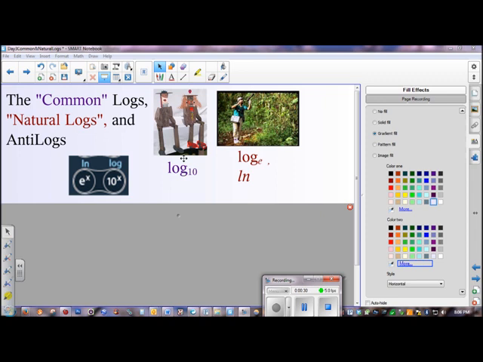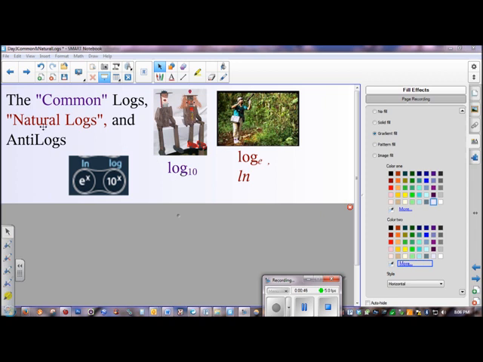The common log, as you might have guessed, is a log that has a base 10. You can think of common with the O in it and the word log with the O in it. Base 10 with the O in it, if you want to think of it that way, to help you keep the two of them straight.